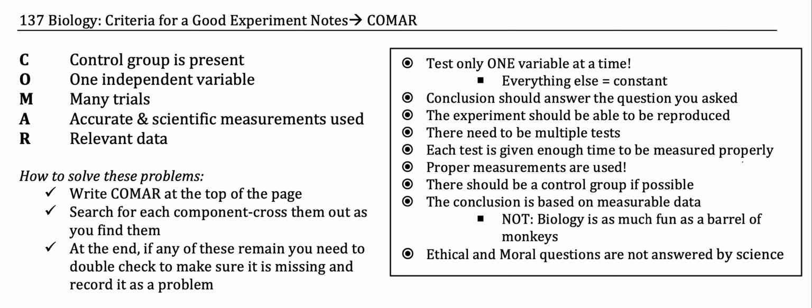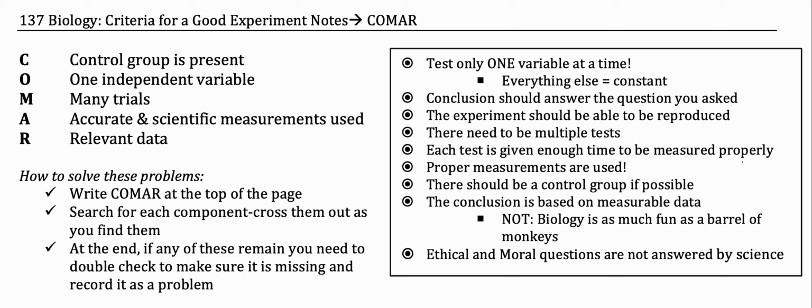A stands for accurate and scientific measurements used. So, what are the tools that you're using to do the experiment, okay, and to collect the data, the dependent variable that you are trying to figure out. And R stands for relevant data, okay?